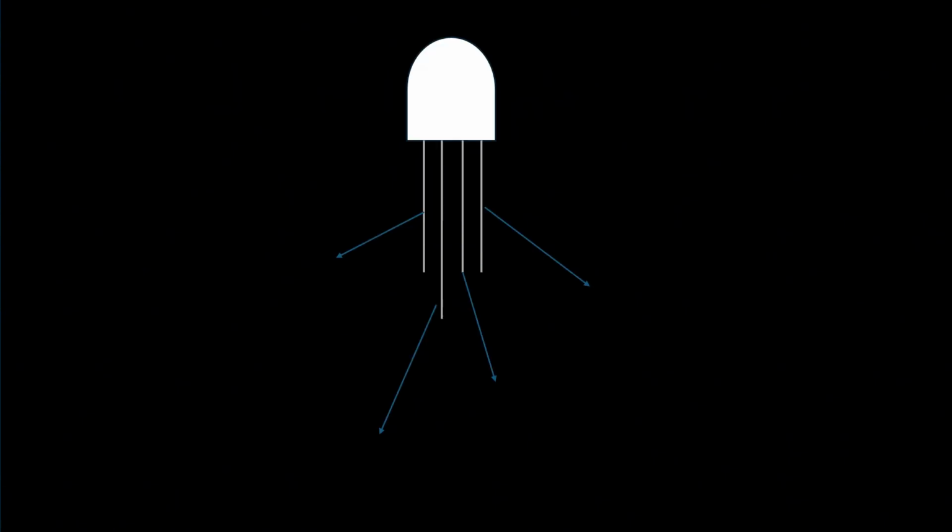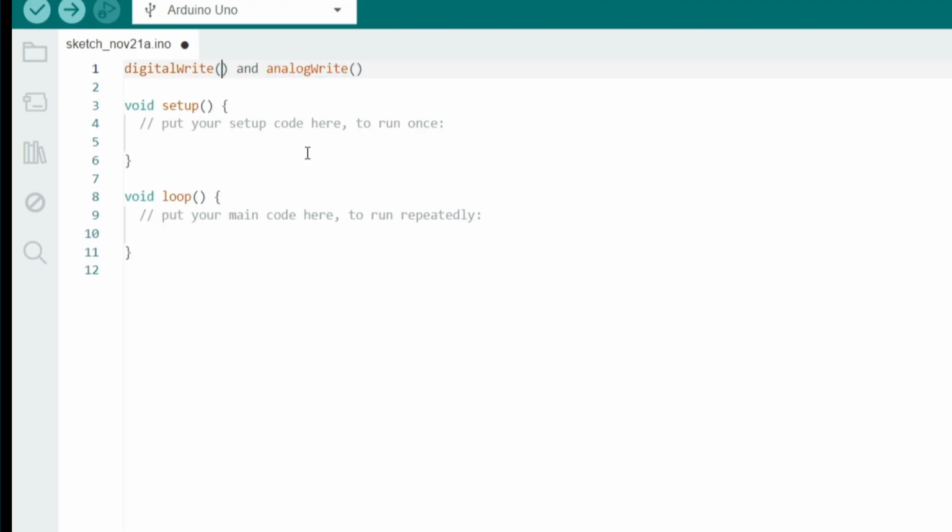The longest leg of the Common Cathode RGB LED is the ground pin. To the left of it, we have the red pin. To the right, we have the green pin. And next to the green, we have the blue pin. The simplest way to program it is to use the analogWrite or digitalWrite command. Let's see how we can use the digitalWrite first.